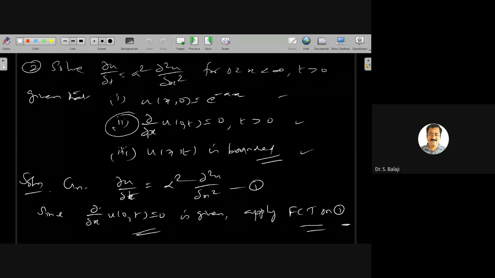You see the given problem. In the first and second conditions, dou by dou x of u of 0 comma t equal to 0 is given here. Then what type of transform do you have to apply? Fourier sine or cosine transform?